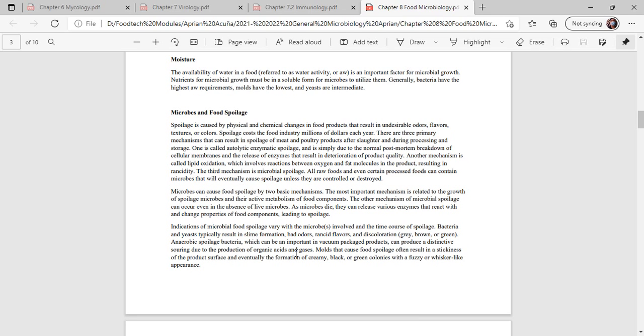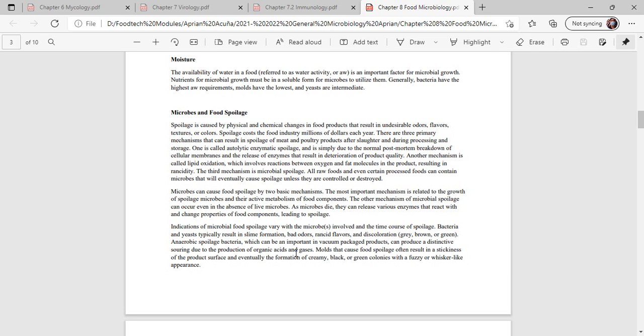Now, food spoilage. Spoilage is caused by a physical or chemical change in your food product that results in undesirable odor, flavor, texture, and change in color. Spoilage costs the food industry millions of dollars each year from expired products.